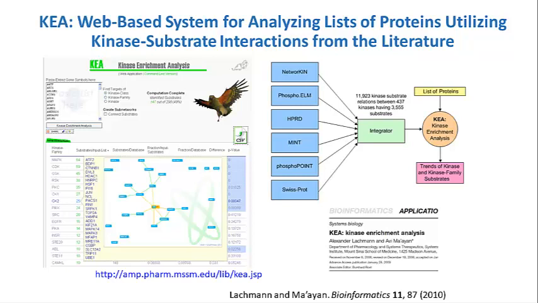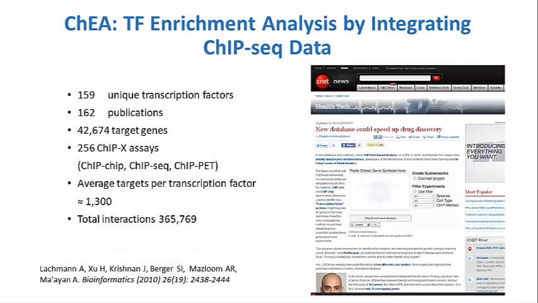So we merged all those 6 databases and integrated them, and created this tool that allows you to put in a list of proteins and then prioritize which are the most relevant kinases based on enrichment analysis. And we've done it also for ChIP-seq and transcription factors.